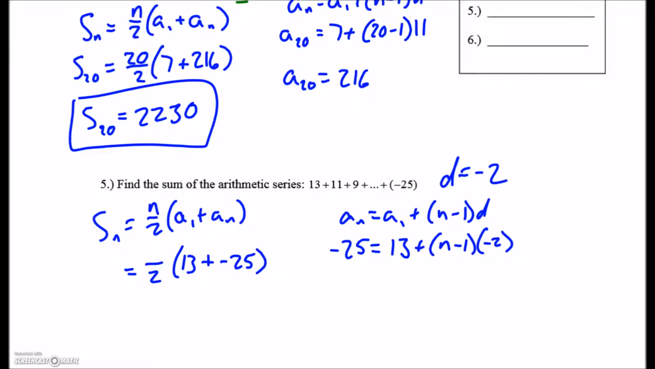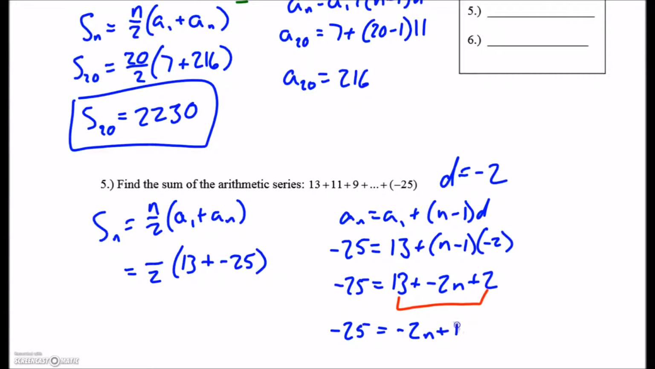All right? And now from here I'm going to solve this thing. There's a couple different ways that I can solve this. I'm going to distribute first, because I feel like this is the most common way to do it. So I distribute that negative 2. And now I'm going to combine like terms. It gives me a negative 25 equals negative 2n plus 15.